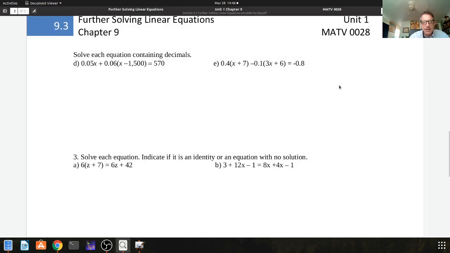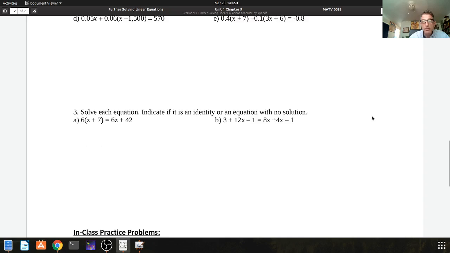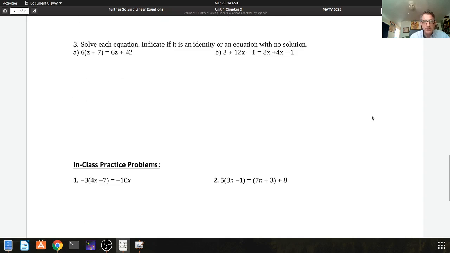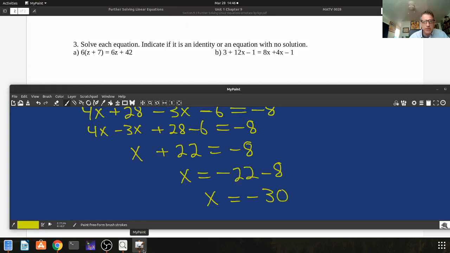I think that may be our last one. No, we have to do two more good ones. Yeah, we haven't used the concept of identity or no solution yet.